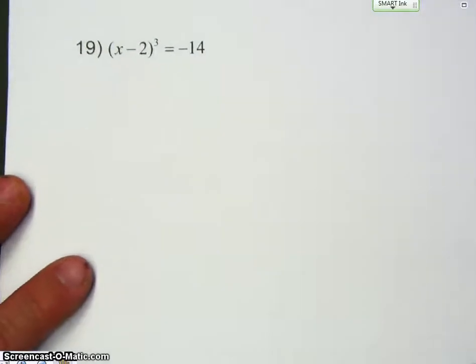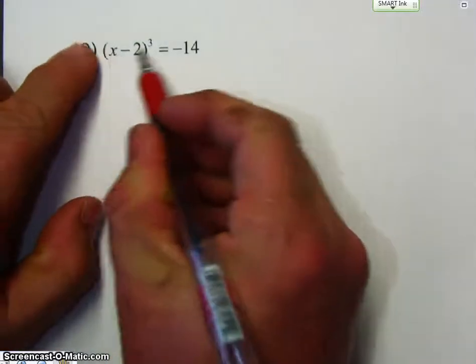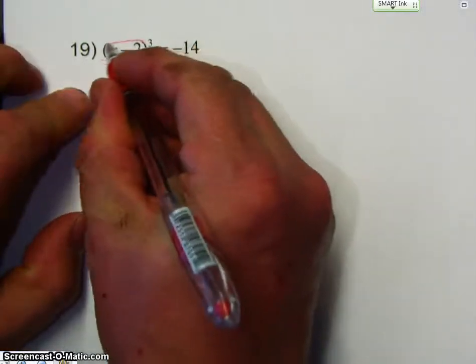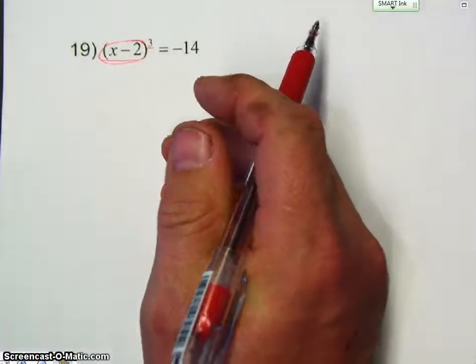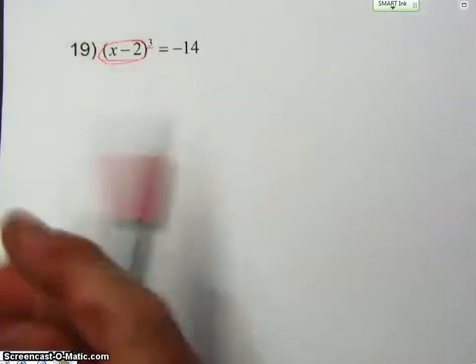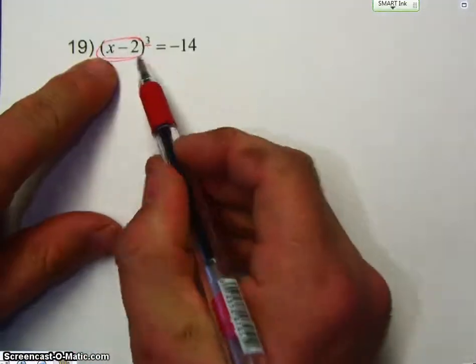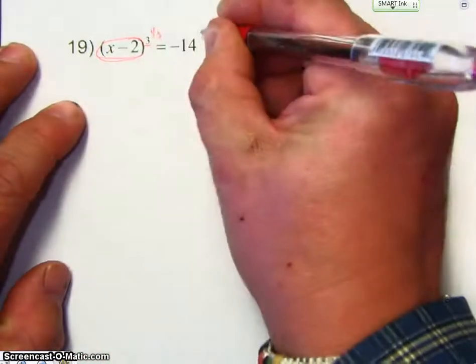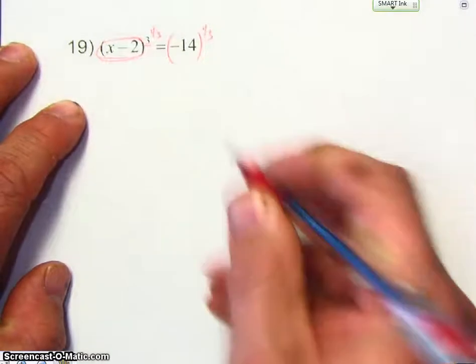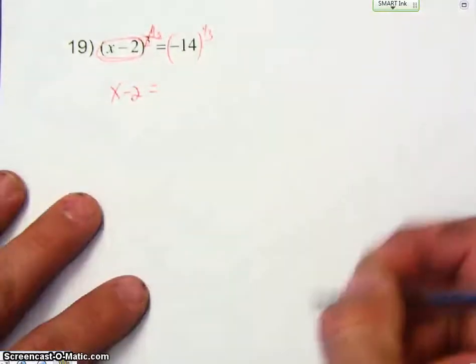Okay, next one. Hit pause, try it, and then come back and check. This whole thing right here is in parentheses to this power, so step 1 is accomplished; we isolated the power. Everything on this side is to the 3rd power, so I want to take the inverse, raising both sides to the 1/3 power. That cancels out, so you're left with x minus 2 equals.